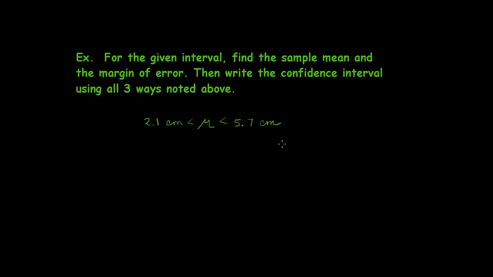For the given interval, find the sample mean and the margin of error. Then write the confidence interval using all three ways we noted above. Alright, so our x bar, we said, is going to be the average of these two numbers. It's right in the middle. So we take the upper confidence limit, add to it the lower confidence limit, and divide by 2, which gives us 7.8 divided by 2, or 3.9. And our units here are centimeters.